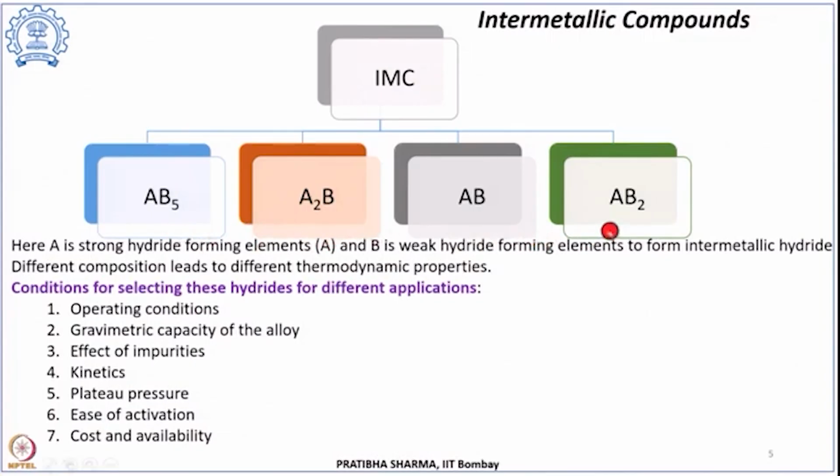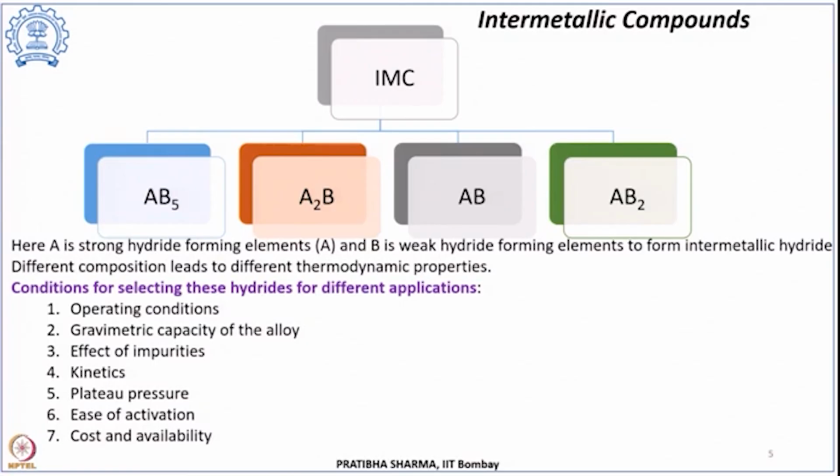Now, depending upon the way these are combined, so what are the different elements being used, what are the different combinations, these intermetallic compounds can be divided into different classes. So, there could be either an AB5 type of compound, it could be A2B, it could be AB2 type of compound, AB, A3B7, AB3 type of compounds. So, these are the different classes of intermetallic compounds. As we have seen, A is a strong hydriding element, B is a weak hydriding element, and that forms the intermetallic compound. Their different compositions can lead to different thermodynamic properties.